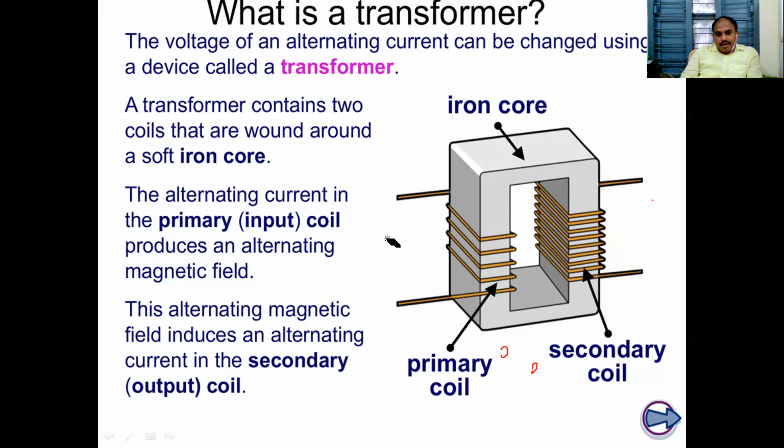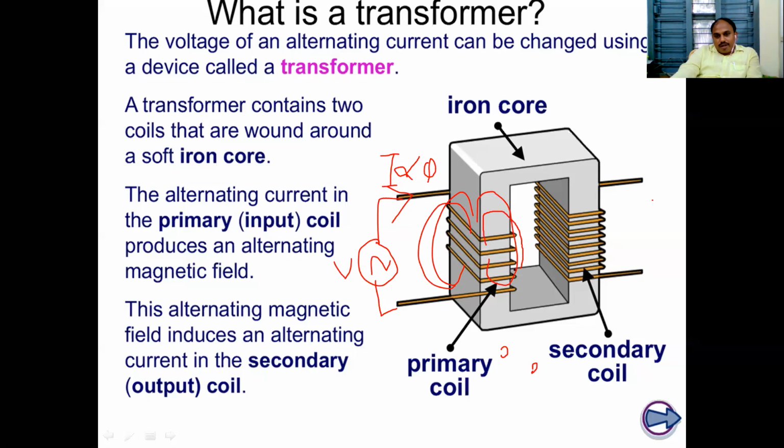Alternating voltage produces alternating current, and alternating current produces alternating flux. The alternating flux produced by the primary coil links the secondary coil. Suppose we give an alternating supply voltage to the primary. This carries alternating current. This current produces flux, because flux is proportional to current, so the flux is alternating flux. The alternating flux produced by the primary also links the same coil.